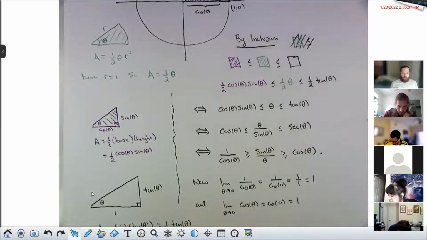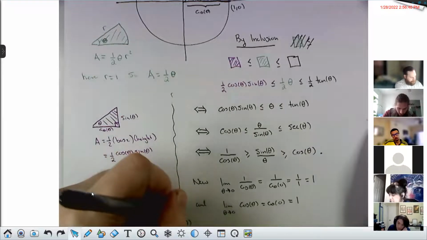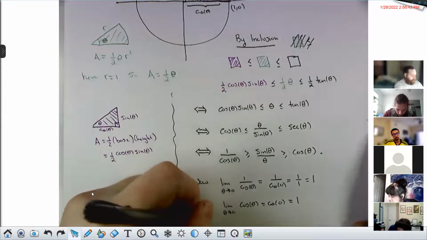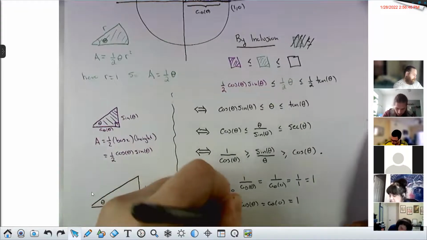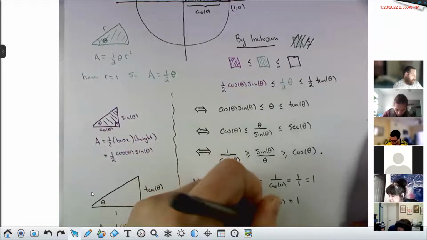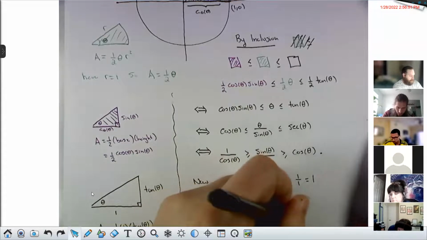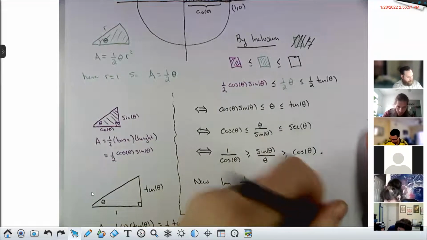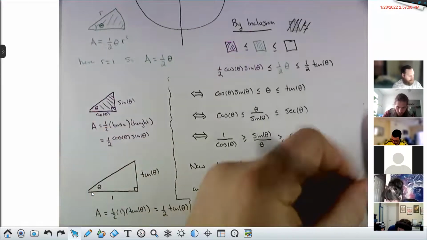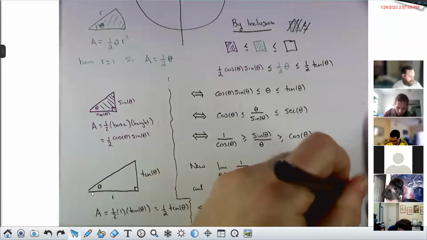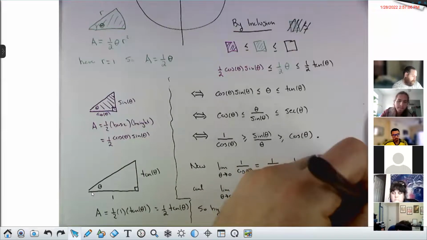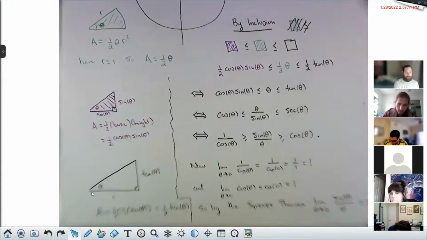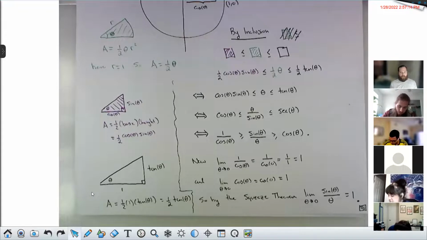So by the squeeze theorem, the guy in the middle must also go to 0, or sorry, must also go to 1 as theta goes to 0. And that's the proof. It's a little bit of work.